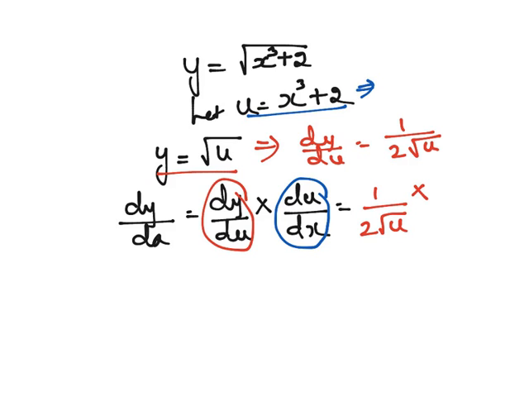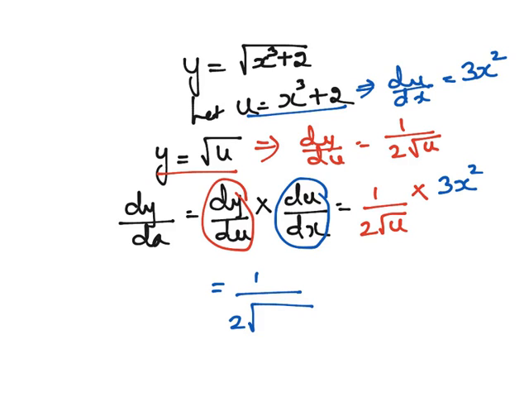So du by dx equals 3x squared. That is the derivative. So I get 3x squared. So the final answer is 1 by 2 times root of u, which is nothing but x cubed plus 2, multiplied with 3x squared. Okay, so this is the derivative of the given function. So we use the chain rule to find the derivative. Okay, so I hope it is clear now.